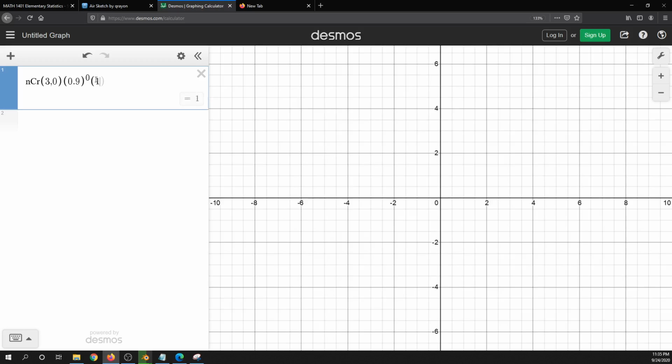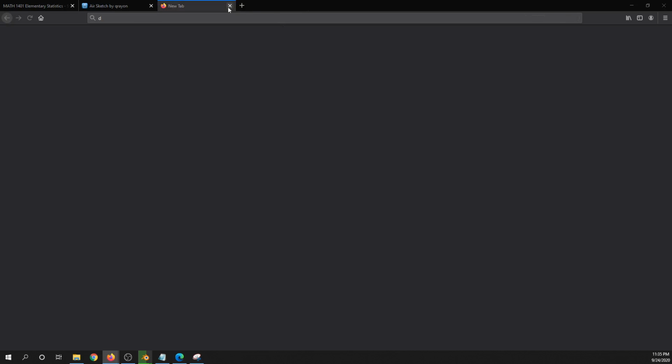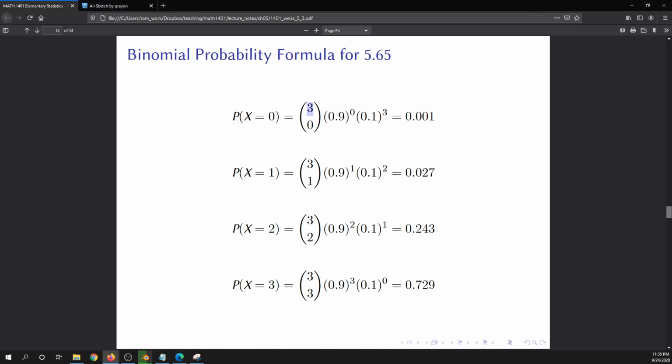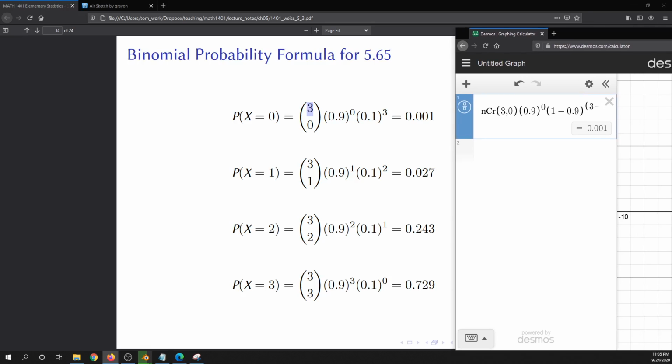And then it's 1 minus 0.9, the probability of failure. And then the exponent is 3 minus 0. Okay, and you can see we get that value, 0.001.